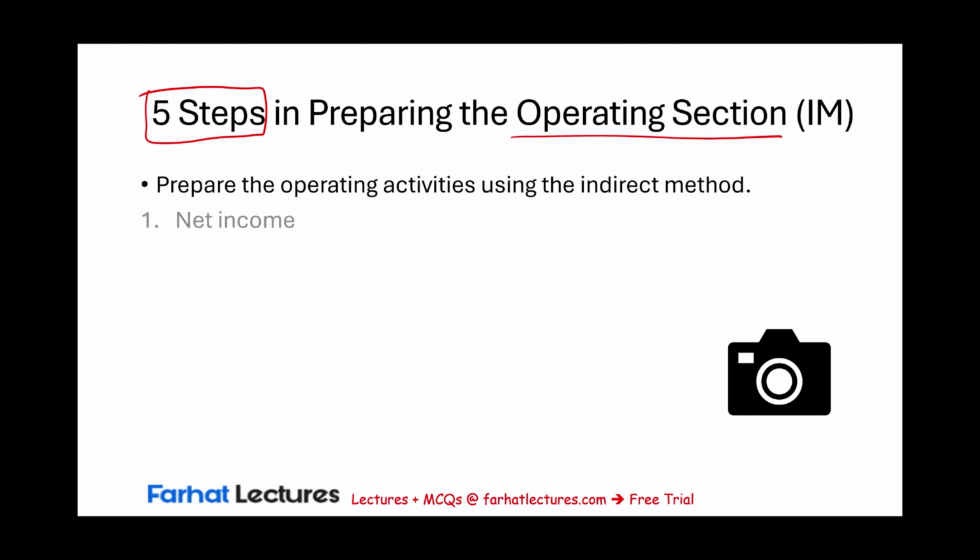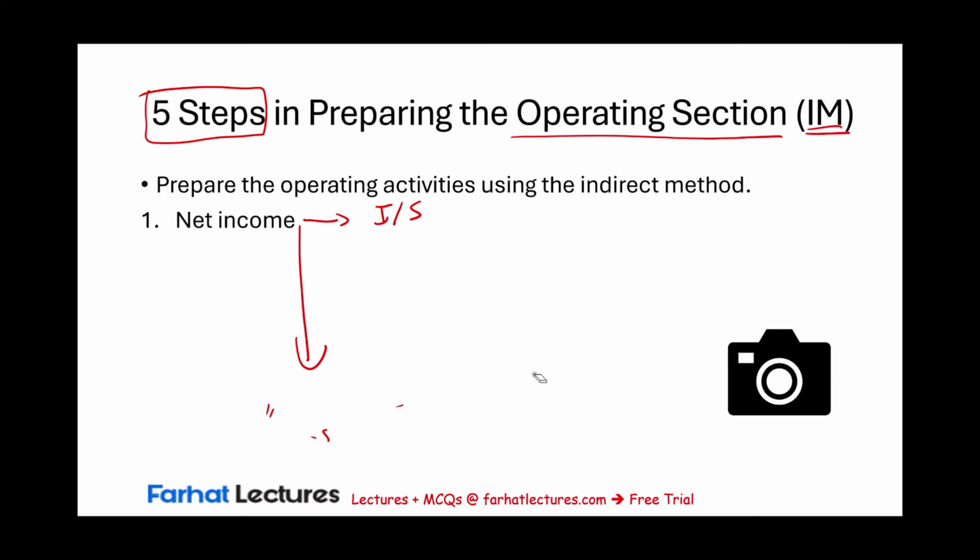Starting with, guess what? You're going to start with net income, and that's step 1. And step 1 is easy. Why? Because all you have to do is go to your income statement and pull net income, and you're done. That's step 1. Because preparing the operating section using the indirect method is taking net income and converting it into cash net income. Again, there's no such thing as cash net income, but I'm making the analogy so you understand.